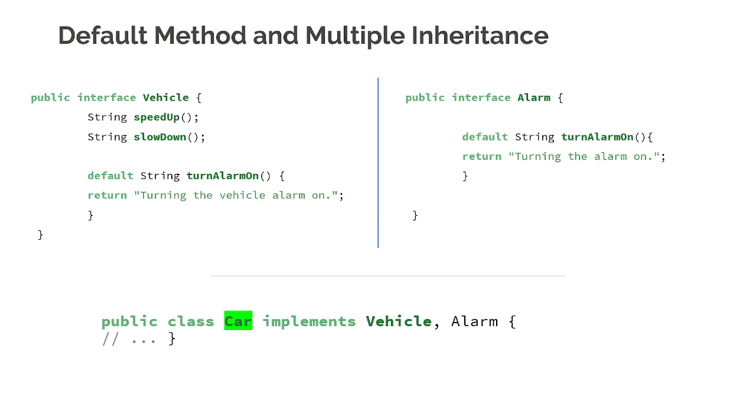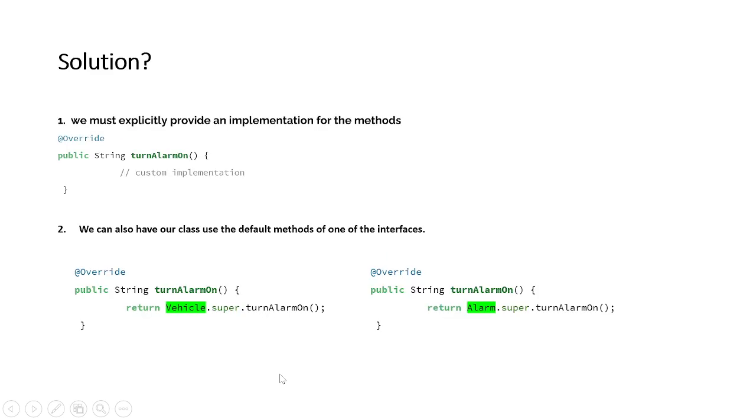We can solve it in two ways. Either we can use the super keyword, using which we have to convey to the compiler that we need to call this alarm, so the Alarm dot turn on method, or the Vehicle one. Otherwise, we must override it and provide either our own method or his method. So these two ways we can solve this ambiguity problem.